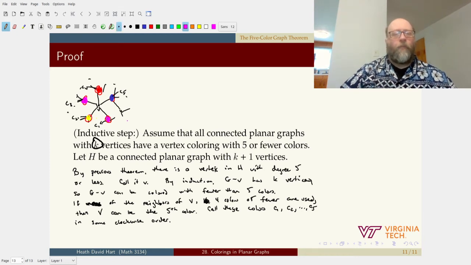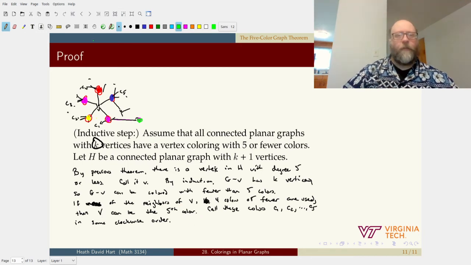But that might create a problem because C1 might have been adjacent to some other vertex, and that vertex was also purple, which means we'll have to turn that vertex from purple to green, and so on and so forth.